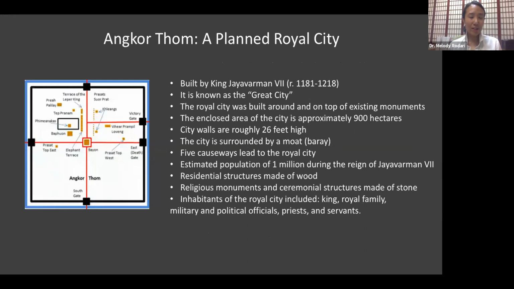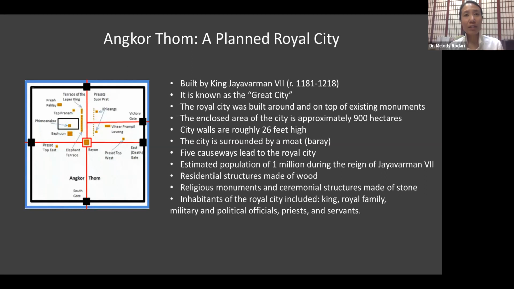So what I'm going to do now is talk about Angkor Thom in terms of the three themes that I've laid out at the very beginning. So again, Angkor Thom is first and foremost a planned royal city, right? Again, it was built by Jayavarman VII. Translated from the Khmer, it means great city, and it very much so is a great city. The royal city itself was built around and on top of existing monuments. So when you look at images of some of the monuments and temples from Angkor Thom, you'll notice that they are not perhaps as structurally sound as some other monuments that were built during the Angkorian period.